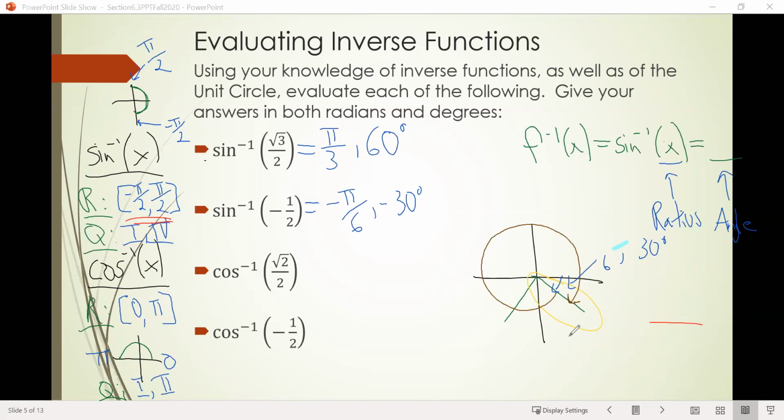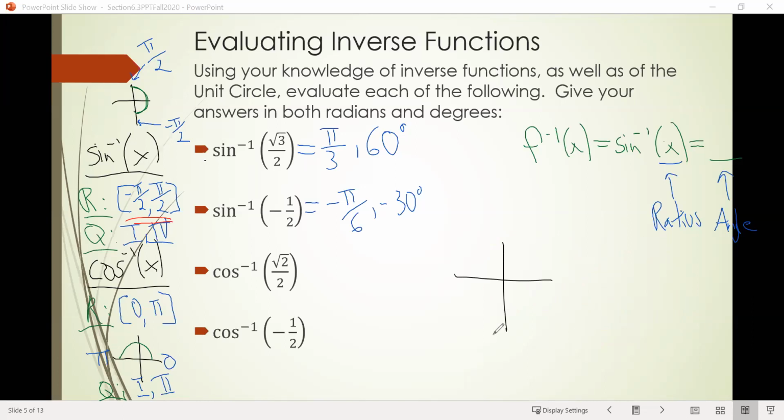Okay, let's look at the next one. So here we're asked to find inverse cosine of root 2 over 2. And so we again have to think where cosine is positive. Well, that'll be in the first or the fourth quadrant. But as we saw down here, inverse cosine only gives us answers in the first or the second. So we know we're talking about the angle in the first quadrant, where cosine is equal to root 2 over 2. And we know that the answer for that would be pi over 4, or 45 degrees.